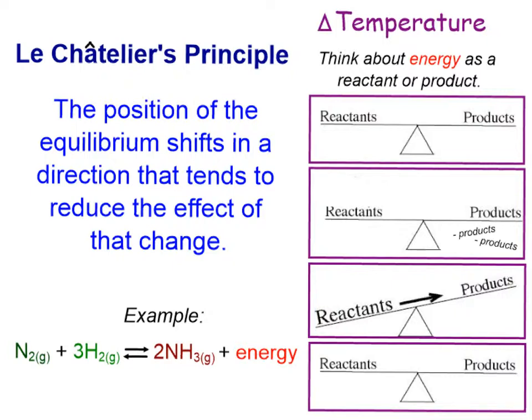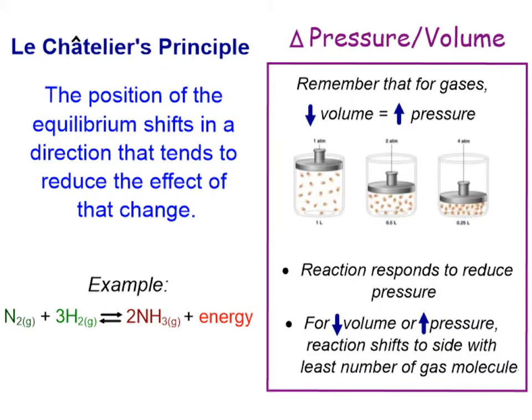What if we take energy out of the system in this example? That would be like removing some of the product. If we say minus product, well, that's going to make the reaction shift to the right because we are removing products, and so the reaction will shift to the right to compensate for that. So if we remove some energy, we're going to produce more product.